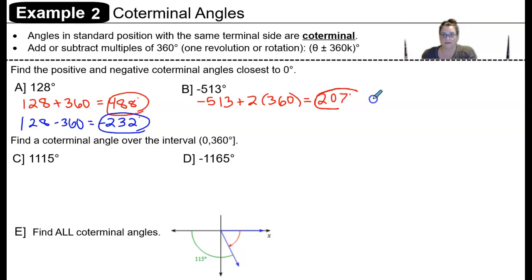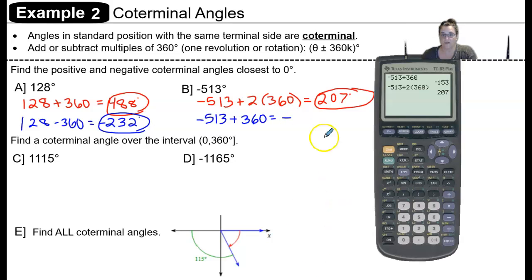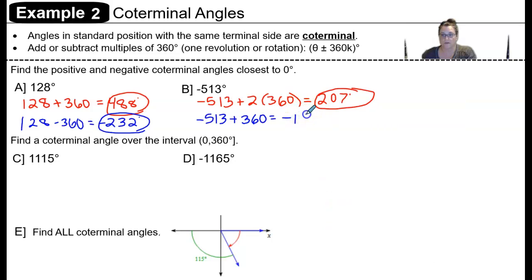Then to find the negative coterminal angle, because we want to be closest to 0, I'm not going to subtract 360. Instead, I'm going to add 360, which gets me to negative 153 degrees, which is as close to 0 in the negative direction as we can get.